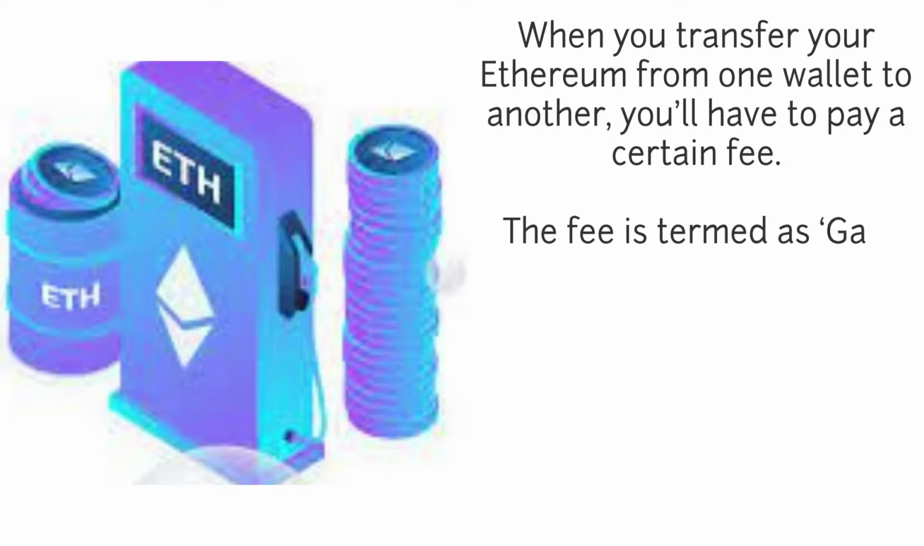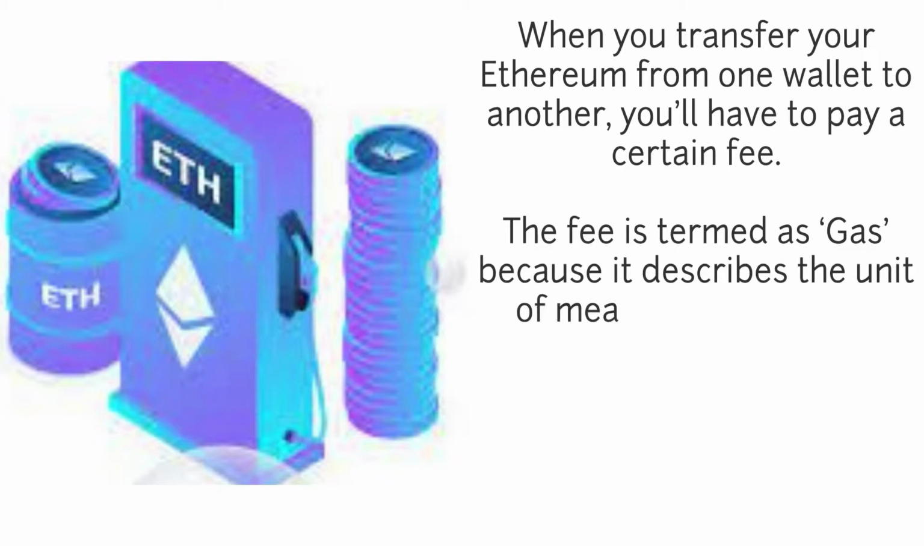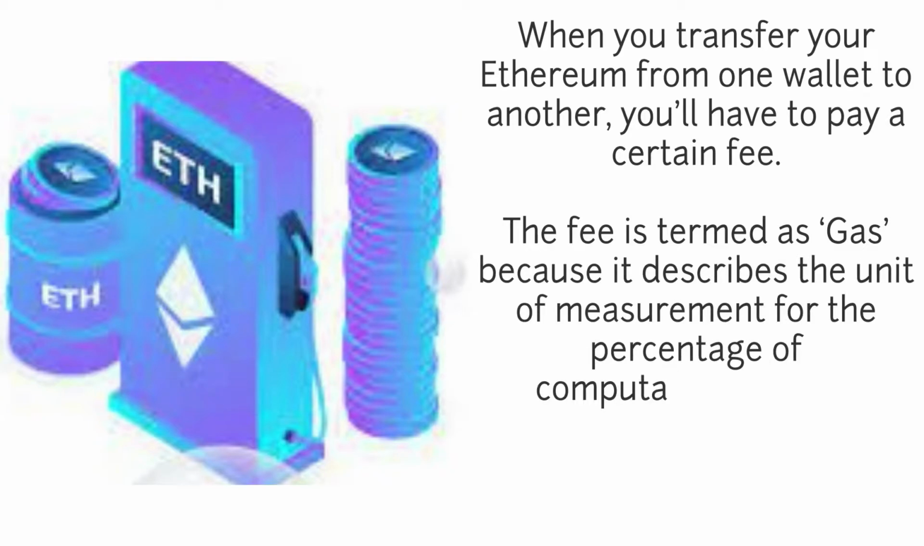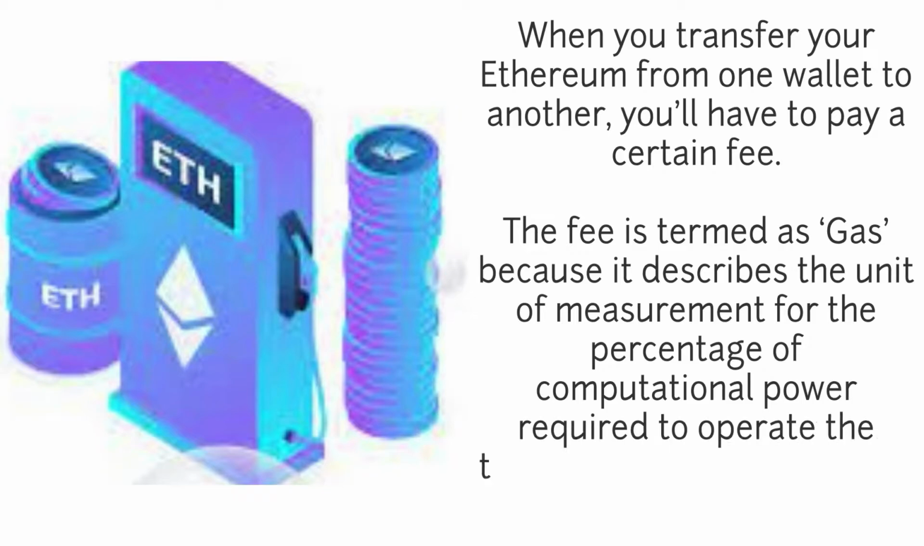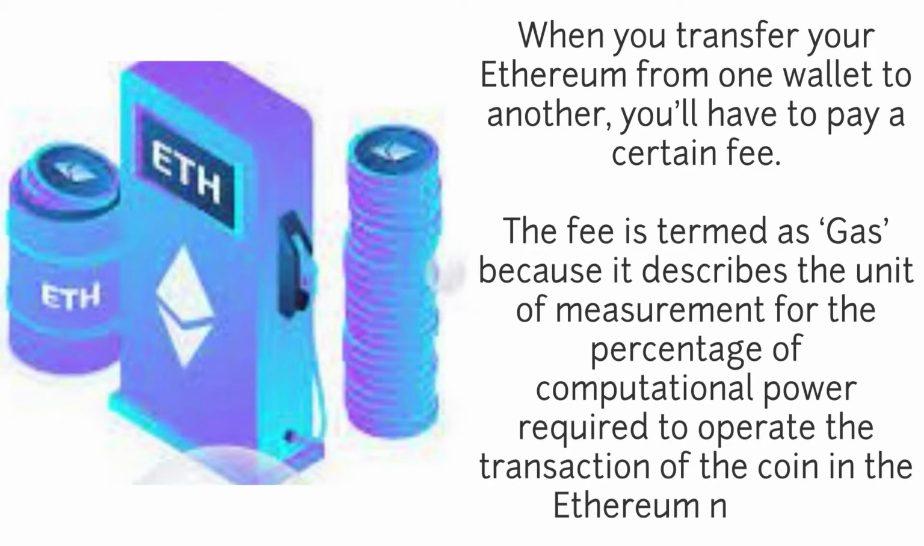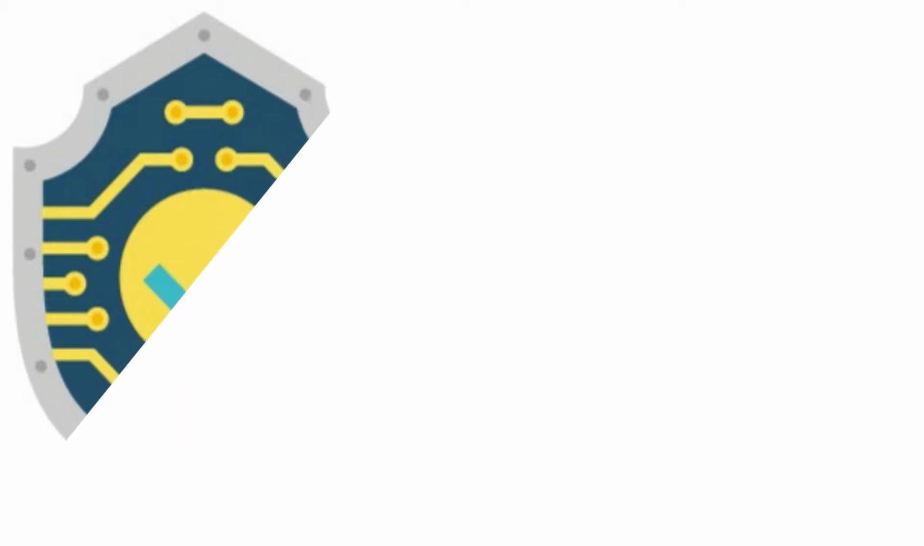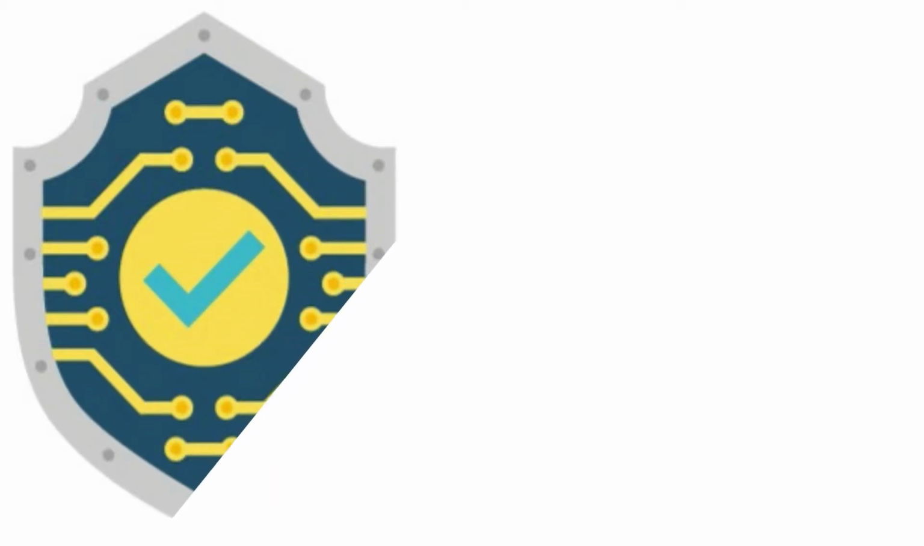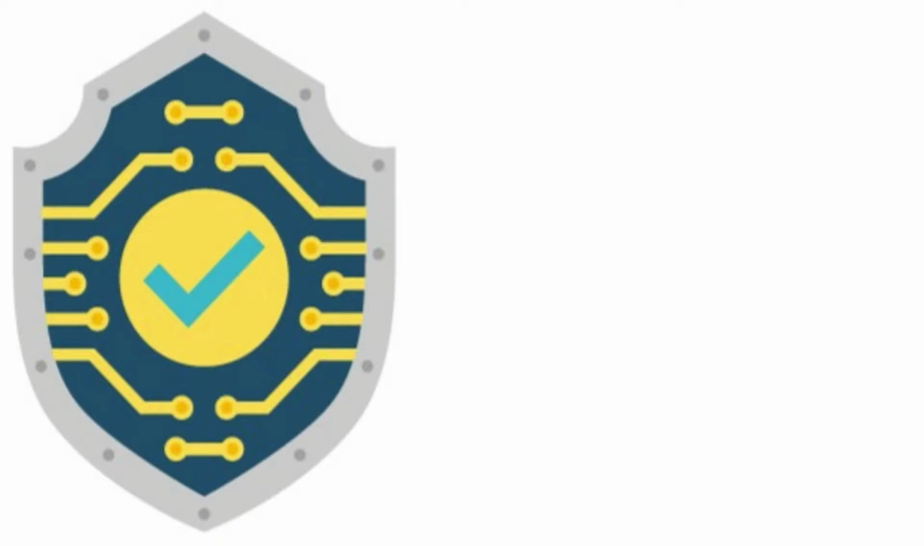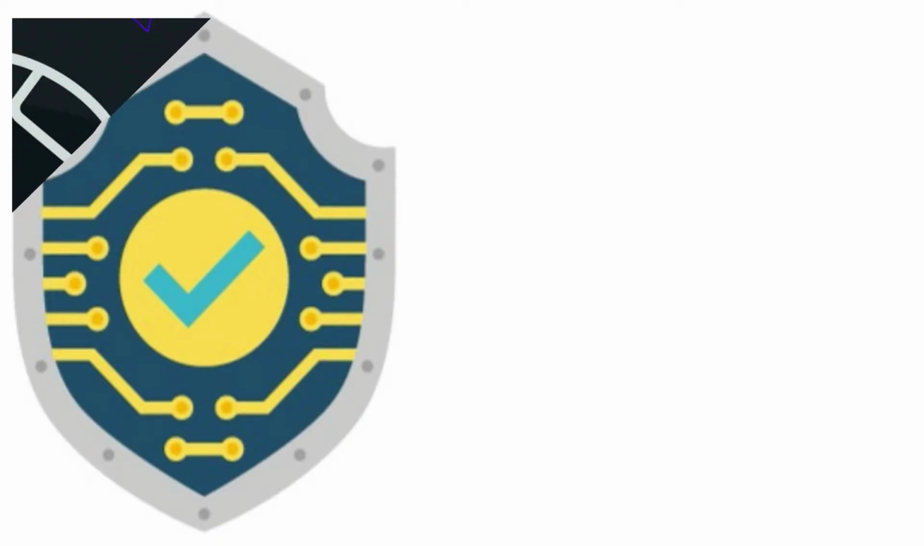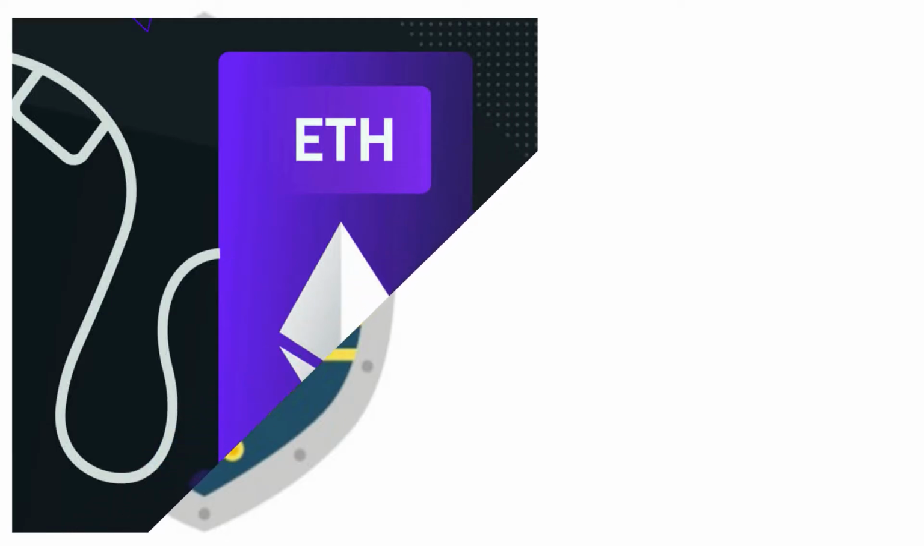The fee is termed gas because it describes the unit of measurement for the amount of computational power required to operate the transaction of the coin in the Ethereum network. Such computational power comes at a cost, which we call gas fees or Ethereum gas. In simpler terms, Ethereum gas refers to the cost necessary to perform a transaction on the network. If we explain it with an example, Ethereum gas works like fuel for transactions. Just like a car needs fuel to keep going, Ethereum needs gas fees to make transactions.